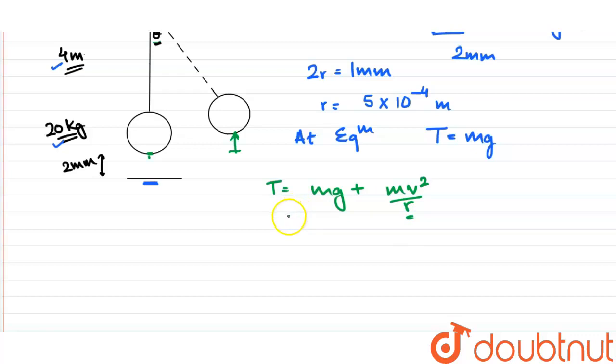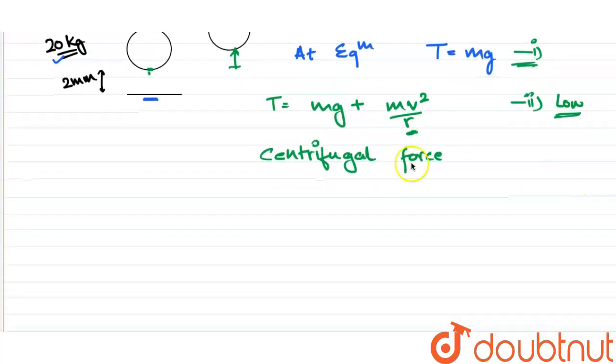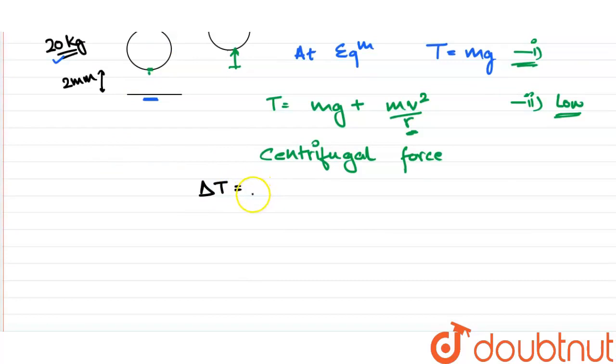Okay, now the change in tension is due to centrifugal force. So basically the kinetic energy has caused a centrifugal force to act on it. This expression comes because of the centrifugal force. Now delta T equals, because earlier tension was T equals mg, but now the tension at the lowest point is T equals mg plus mv square by r. So delta T comes out to be delta T equals mv square by r.